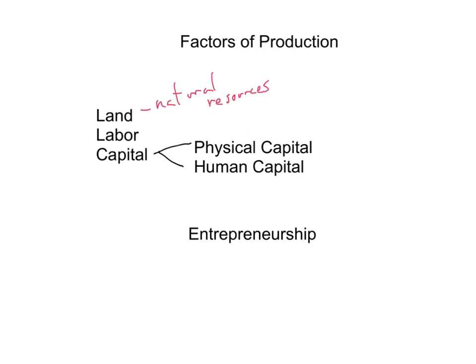Don't let that fool you. This doesn't mean land, like physical land necessarily. Land includes a lot of other things like steel and all that stuff. So natural resources we just call land. Labor is our time and effort. And our tools we're going to call capital. And we're going to divide that into two different things.